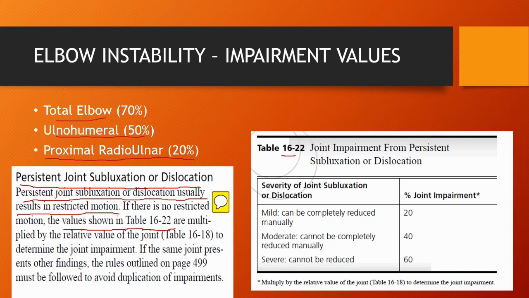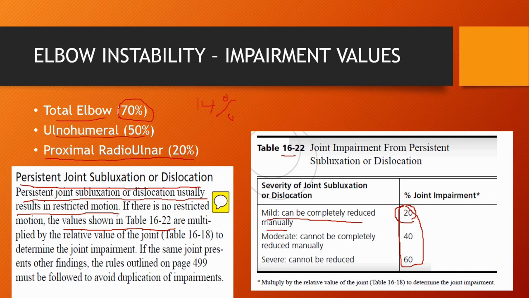So each of these joint impairments would be multiplied by the 70% in order to get an upper extremity impairment, which would then be converted to a whole person impairment. So with a mild severity of subluxation or dislocation, this is a joint that can be completely reduced manually. This qualifies as a 20% times a 70%, which equals 14% upper extremity impairment. This would then be converted into a whole person impairment.